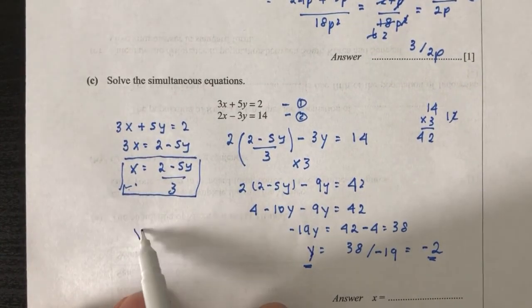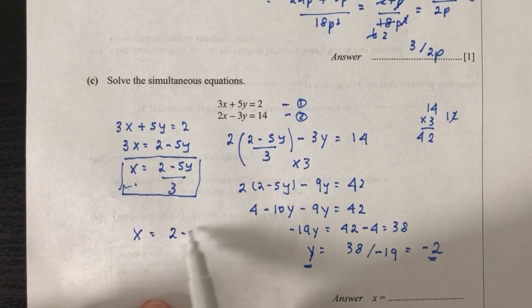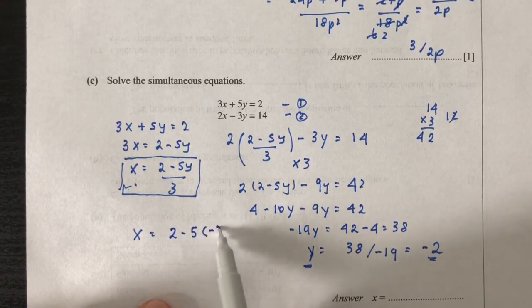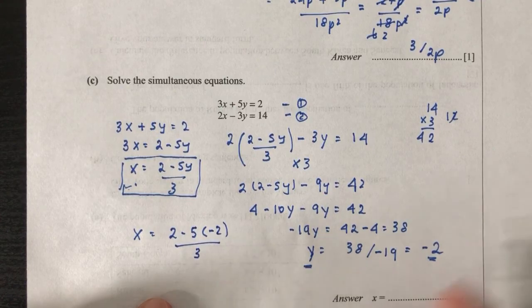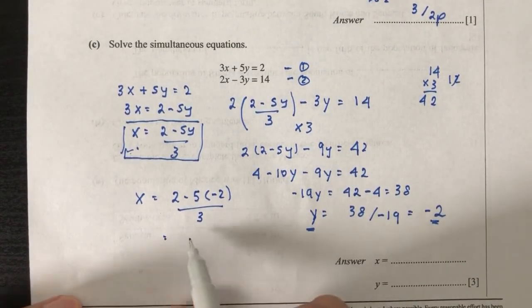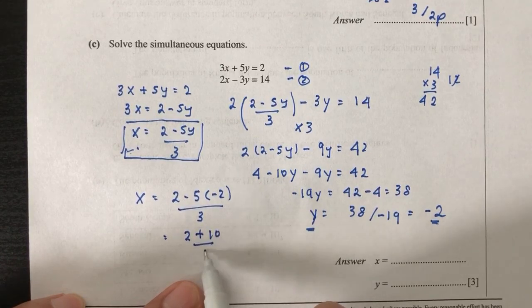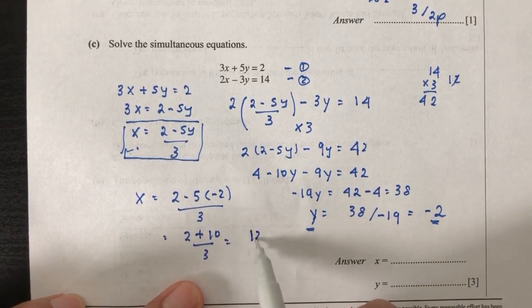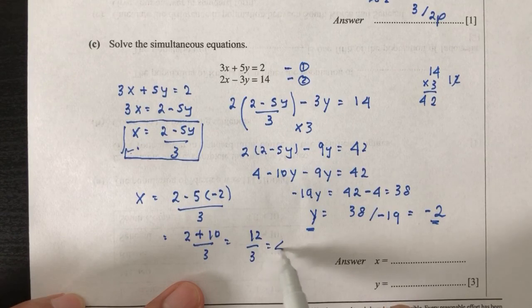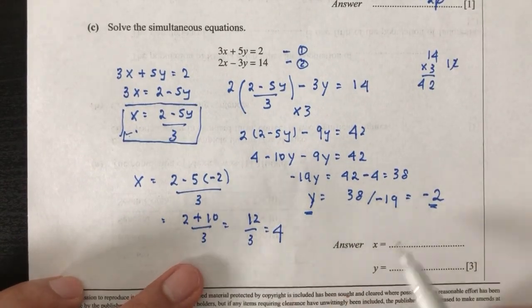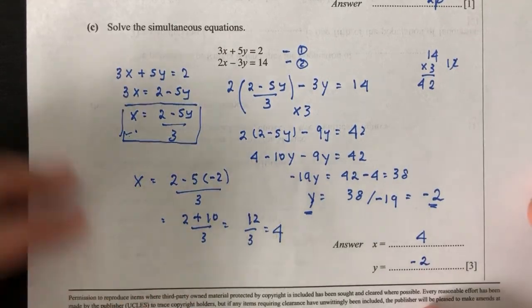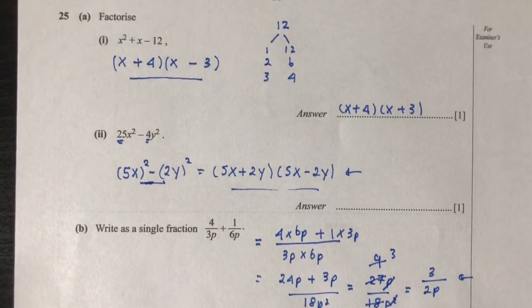So value of x will be 2 minus 5y, which is minus 2, divided by 3. So let's expand. We have 2 plus 10 divided by 3, which is 12 divided by 3, which is 4. So x is 4 and y is minus 2. And that is for question number 25.